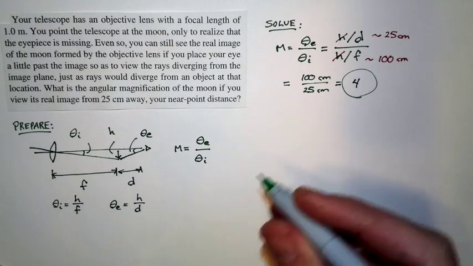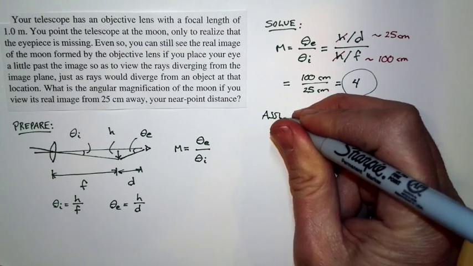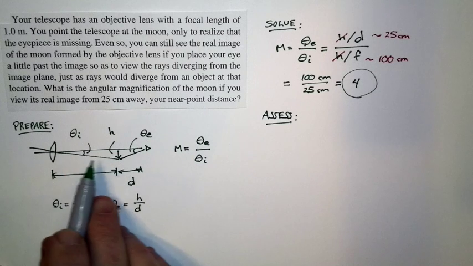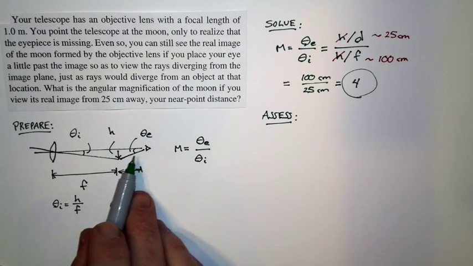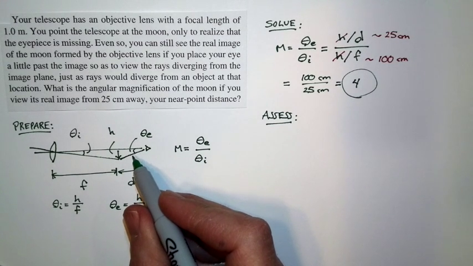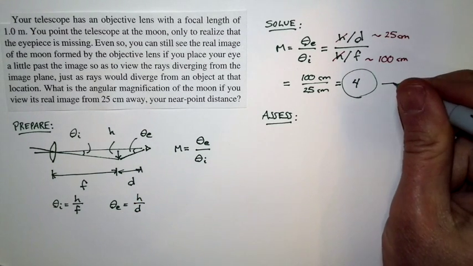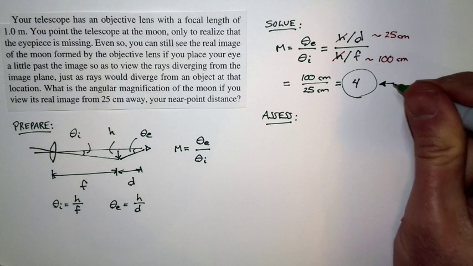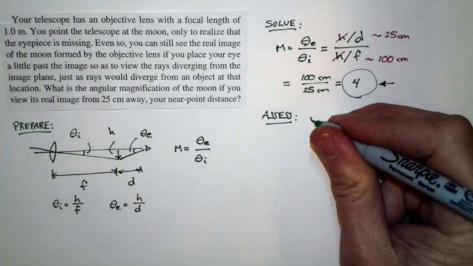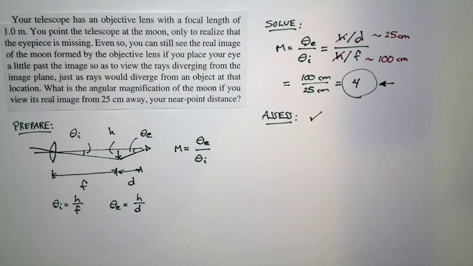And that makes some sense if we assess this. The image forms 1 meter away from the lens, and I'm looking at it at a distance of 25 centimeters. And so the angular size is bigger, we would expect, by about a factor of 4. That's, in fact, exactly what we calculate. So, in fact, you can do this. It does work. And this assessment is that it matches our expectations of the way the world works.